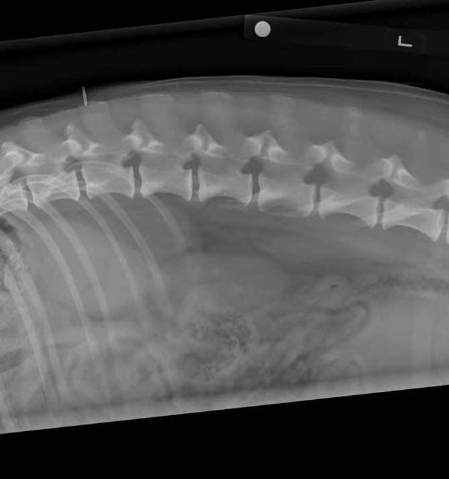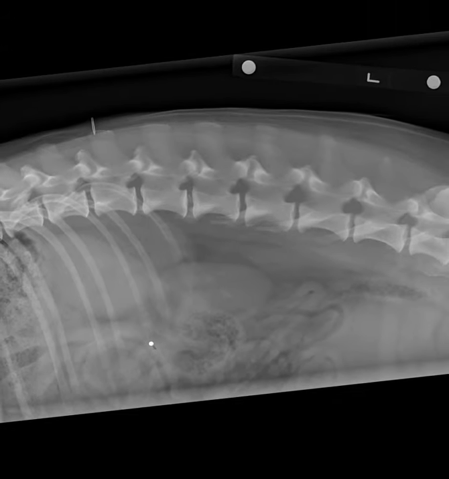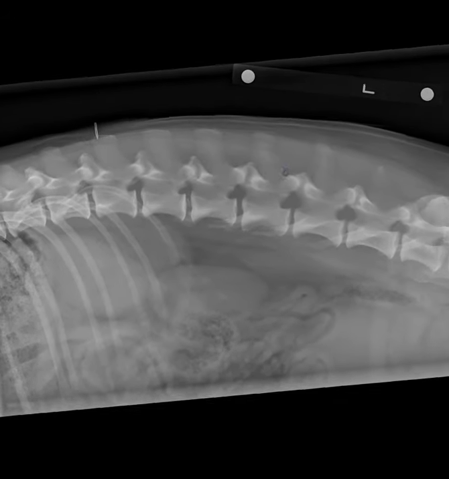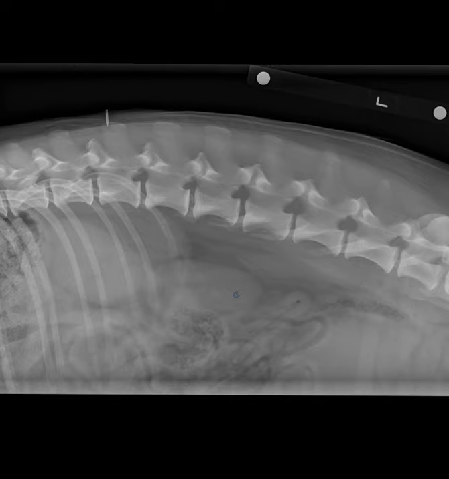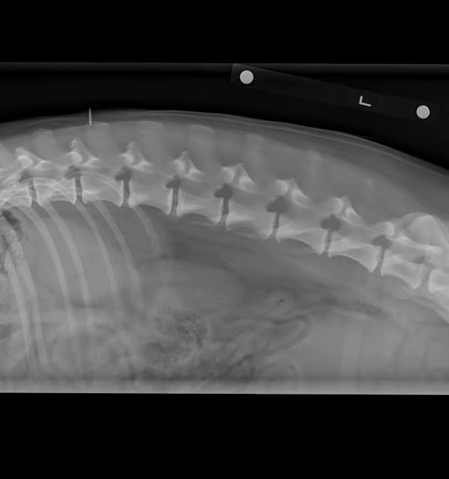Today's example is a 7-year-old mixed breed dog with subacute onset of hind limb paraplegia. Here we have just one view, and I'll give you a minute to look at it. I'm going to zoom out to make sure that you can see as much as possible.